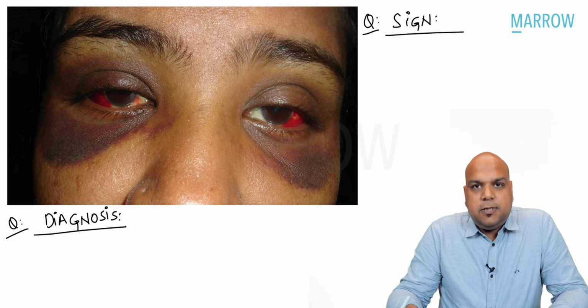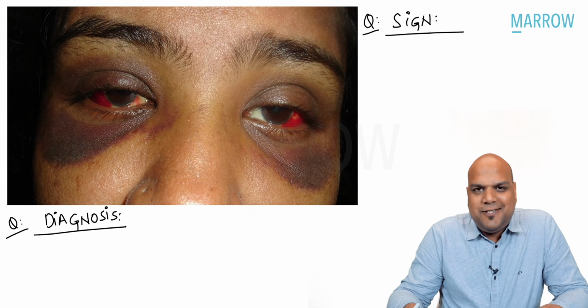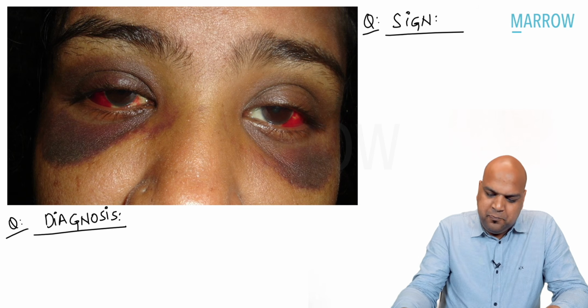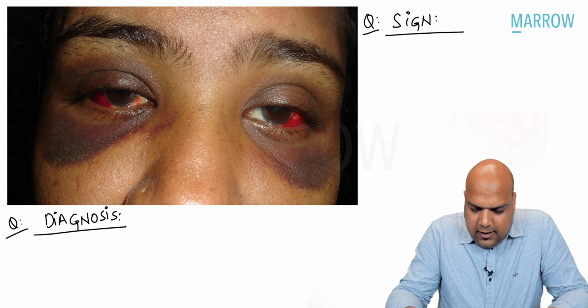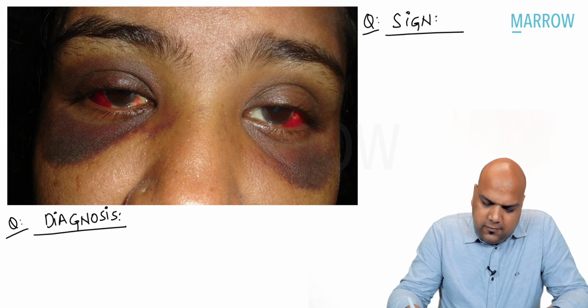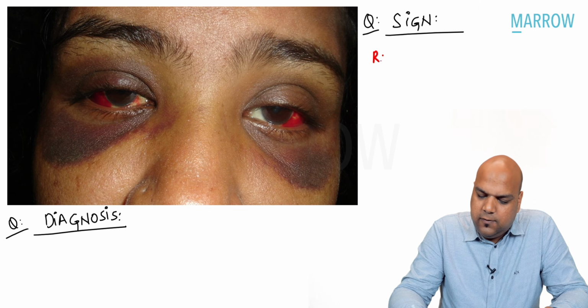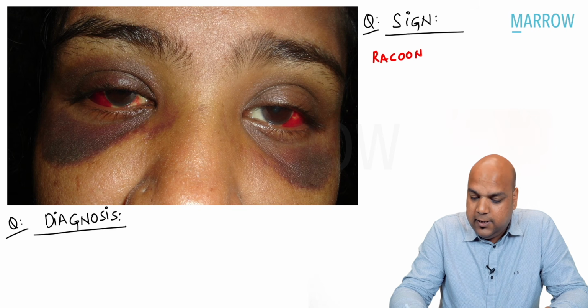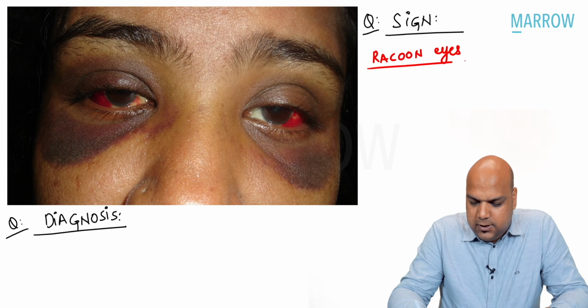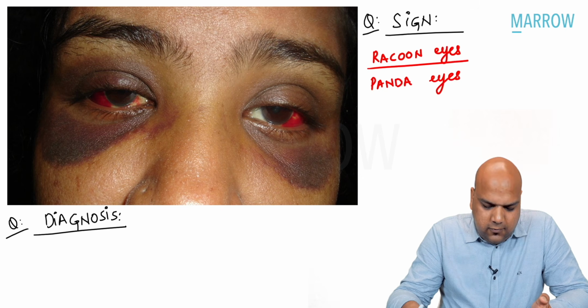I think continuing with the same line or lineage of questions that we have been doing for the past two questions. What is the sign seen? Very, very good photograph. Yes, all of us know this looks like a Kung Fu Panda, so we call it the raccoon eyes or the panda eyes. Apart from ophthalmology, we do study it in FMT also, forensic medicine also.